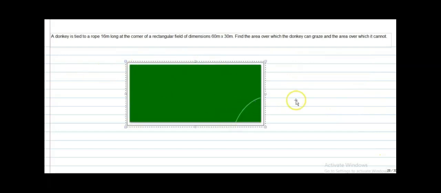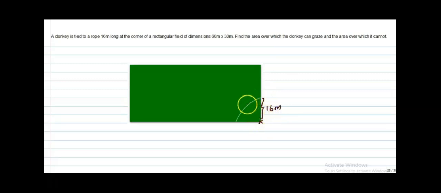If we consider this as the field, and the donkey is tied at one corner with a rope which is 16 meter long. As it is tied in the corner, the donkey can move only in this direction to the maximum extent of the rope, which is 16 meters. So it's going to form a quadrant where the radius is 16 meters. This is the only area in which the donkey can graze.